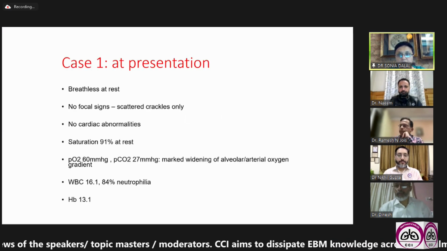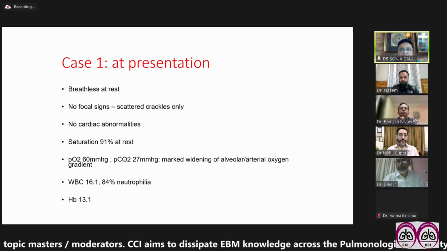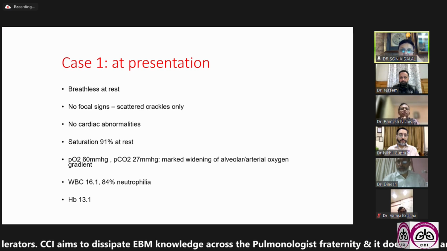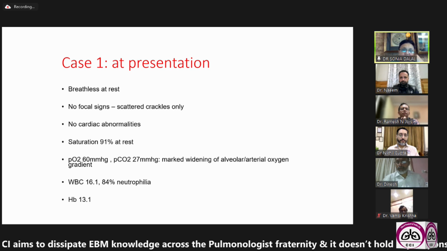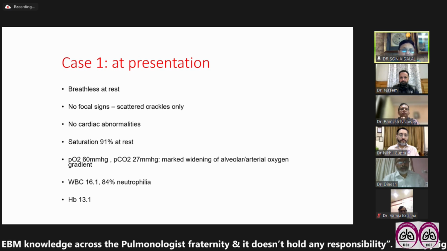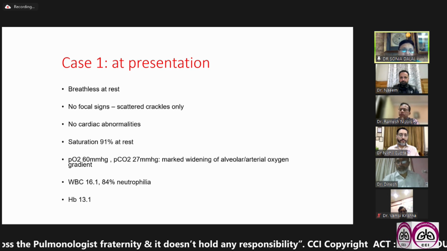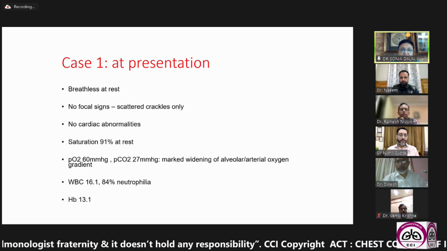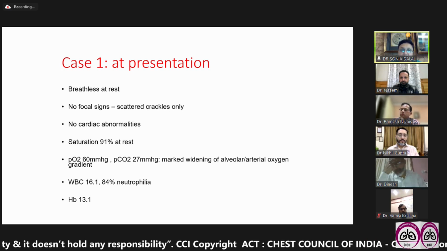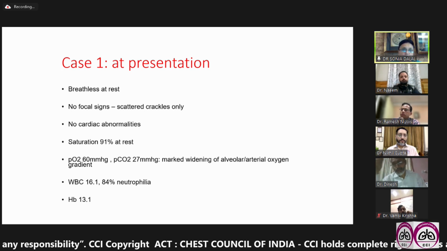So we'll discuss one case, and this would probably be an interdisciplinary discussion since we have a radiologist and a rheumatologist on board. This is a guy who's breathless at presentation, no focal signs, scattered crackles only. He doesn't have any cardiac abnormalities. Saturation is 91 at rest. On arrival, PO2 is 60 mmHg, PCO2 is 27, marked widening of the A-a oxygen gradient. WBC is 16,000 with 84% neutrophilia, and Hb is 13.1.